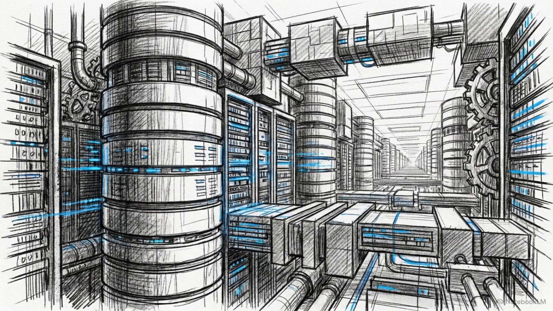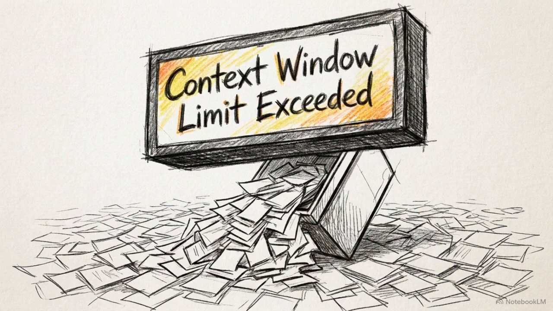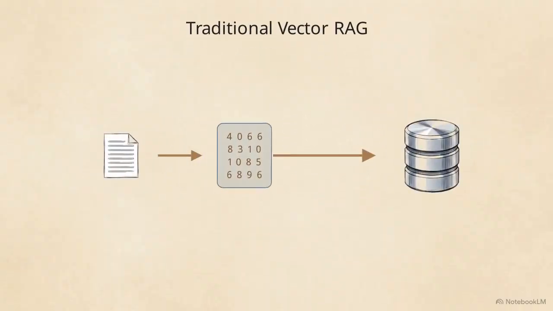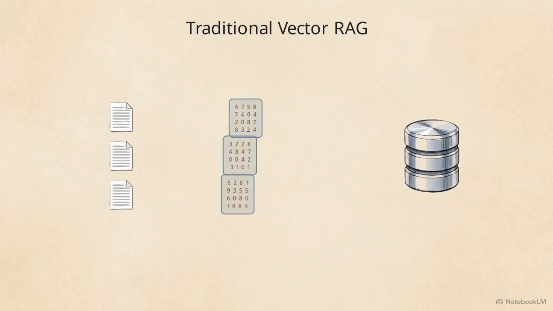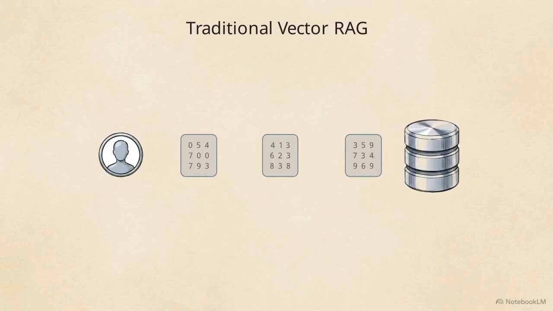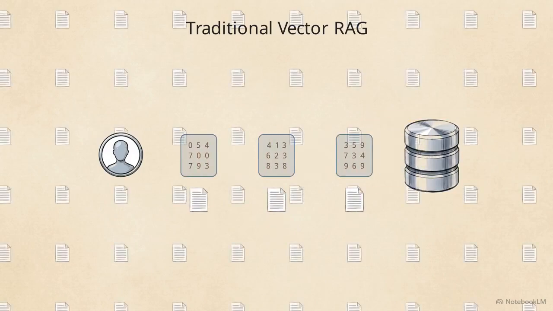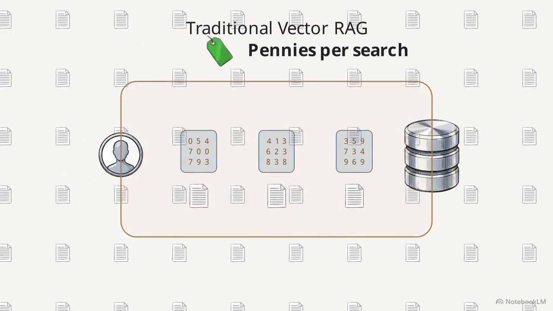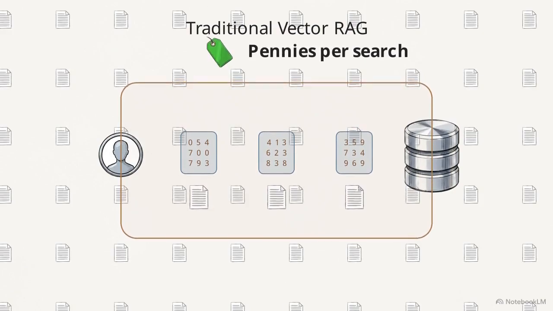Tier 2 is the necessary architectural upgrade for when your data exceeds millions of pages. At this volume, brute forcing the context window becomes physically and financially impossible. This requires traditional vector RAG. Your text documents are converted into numerical representations called embeddings and stored in a dedicated vector database. When a user asks a question, the system retrieves only the top few most relevant paragraphs. This allows you to query millions of pages of data for pennies per search.